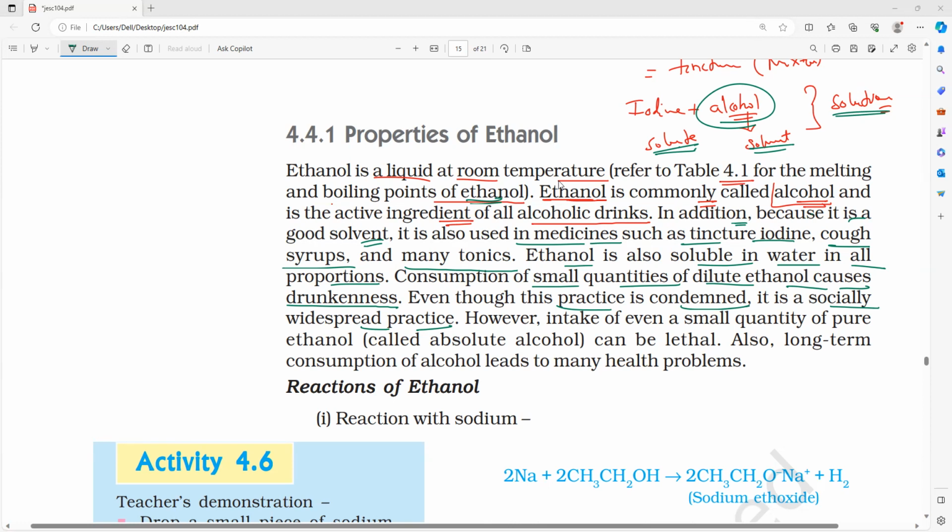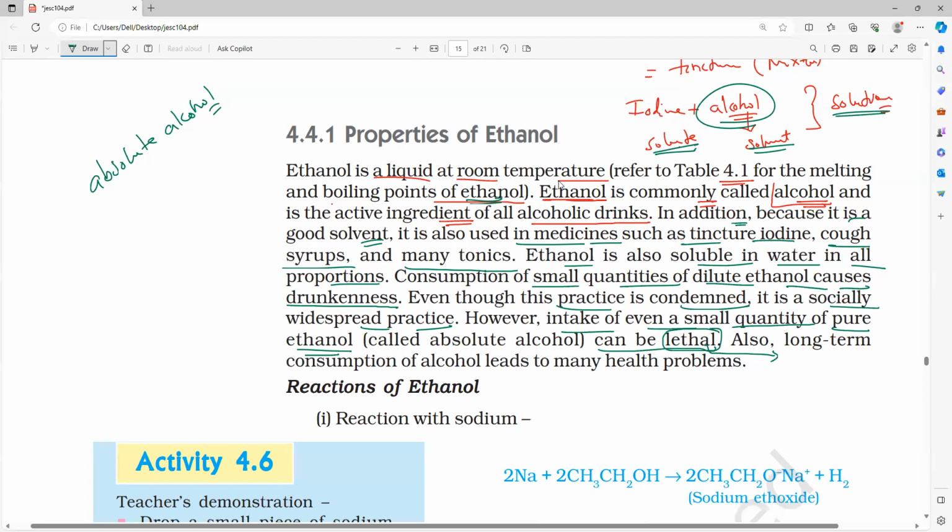However, intake of even a small quantity of pure ethanol can be lethal. What is the name of pure ethanol? Just now I taught you. What do we call it? Absolute alcohol, pure. It can be lethal, meaning many health problems will come and it may lead to death also. That is the meaning of lethal.